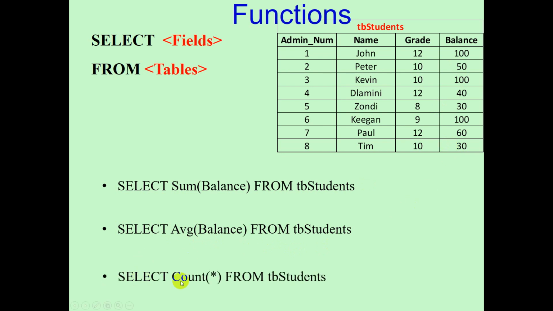Count, select count of star from TB students. We can also put in a field name in here. But if I say select count of star from table students, it will count how many records we have here. In other words, how many rows. And in this case, it will be 8.